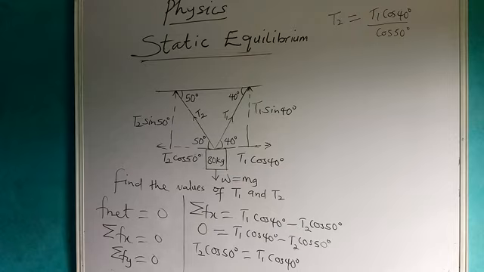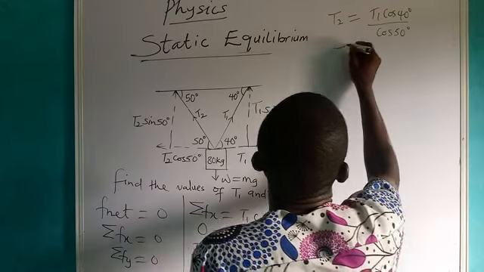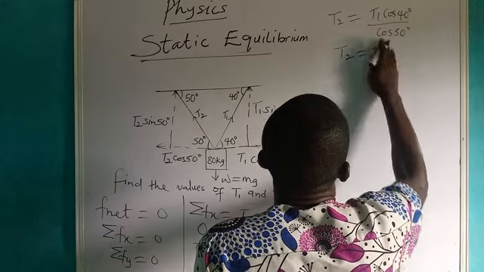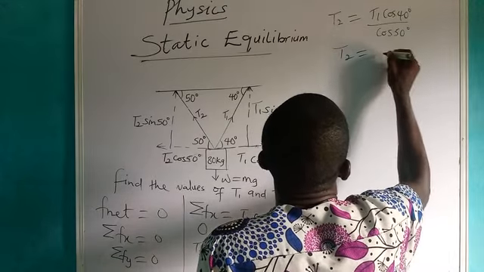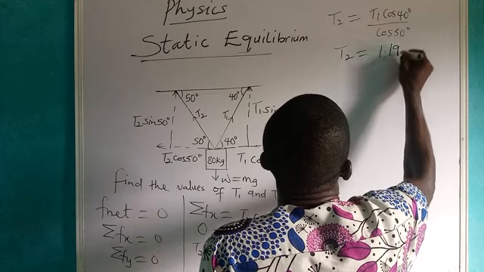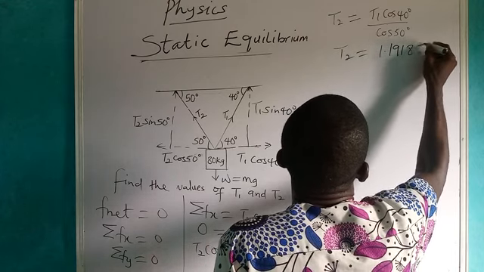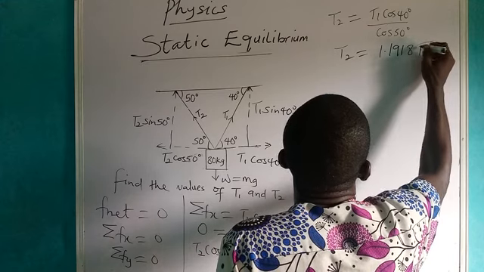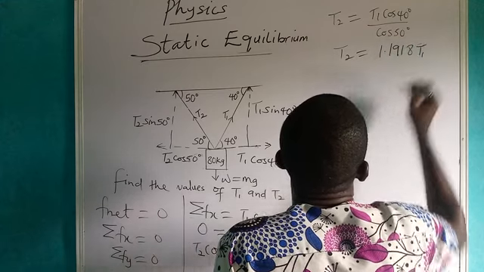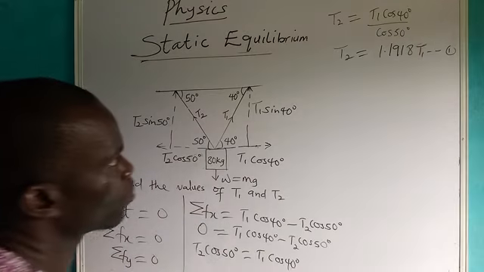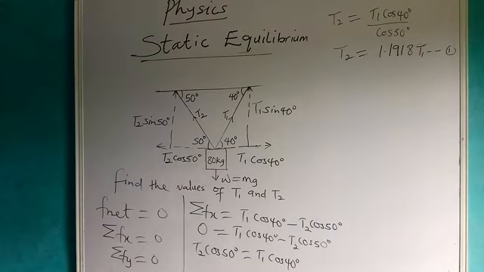1.1918. It means that in this case we have T2 equal 1.1918 T1. Okay, this one will be equation 1. Let me make down equation 1. Since we have been able to obtain the T2, let us now see how we can proceed.